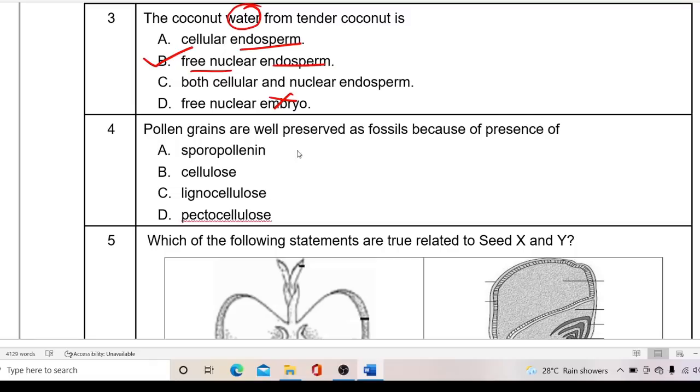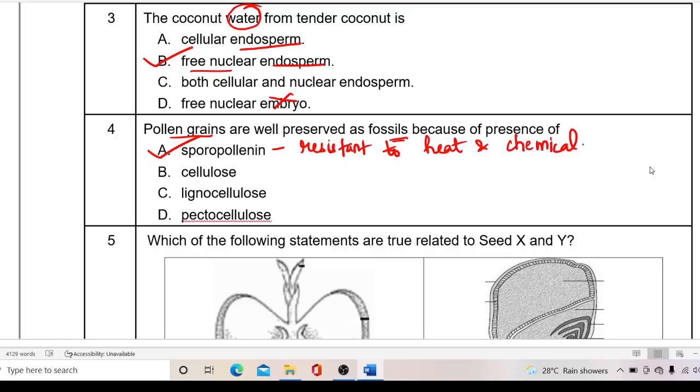आप क्वेश्चन एनालाइज कर सकते हो। Question number 4: Pollen grains were well preserved as fossils because of the presence of... So pollen grains को हम fossils की तरह preserve कर सकते हैं because it has a covering which is made up of sporopollenin, so it is resistant to heat and chemicals, ठीक है। जिस वजह से वो बहुत समय तक प्रोटेक्टेड रहता है, so we can preserve it as fossils. So the correct answer is sporopollenin.